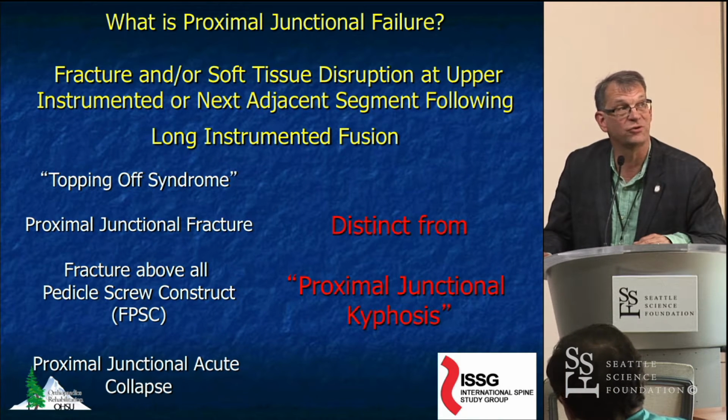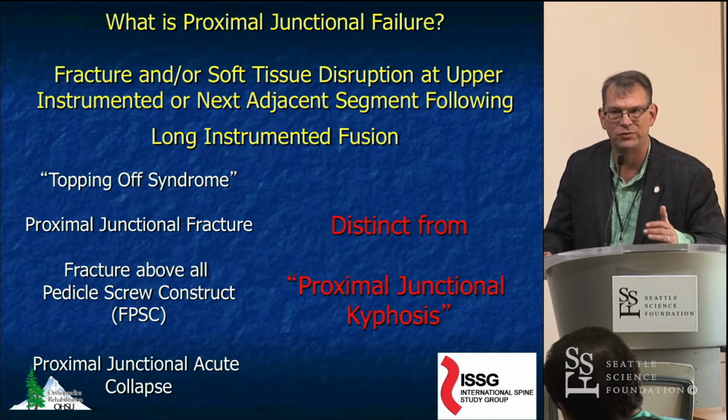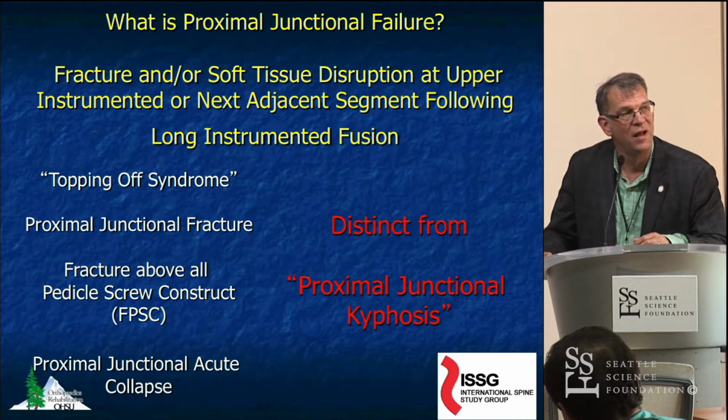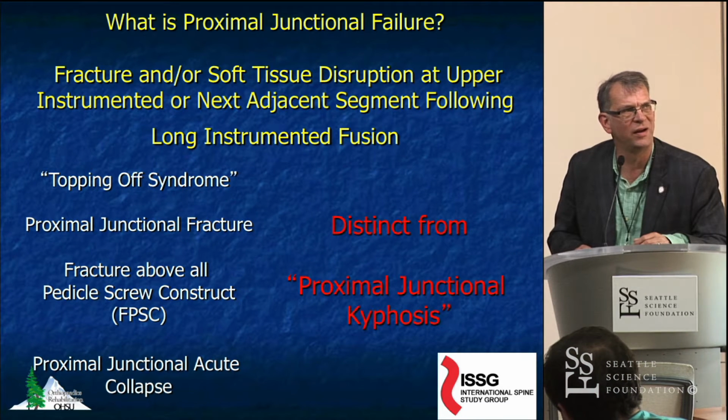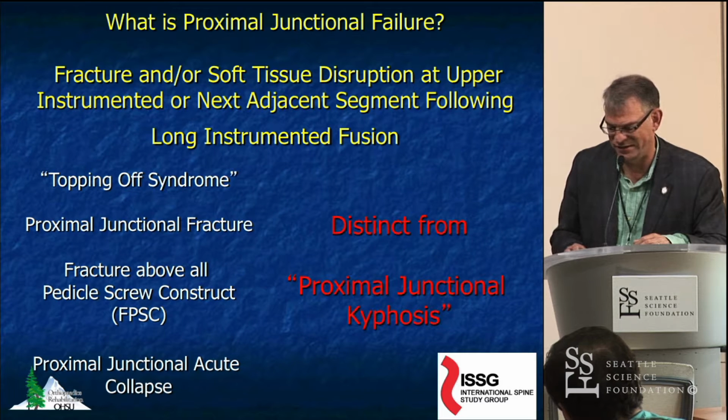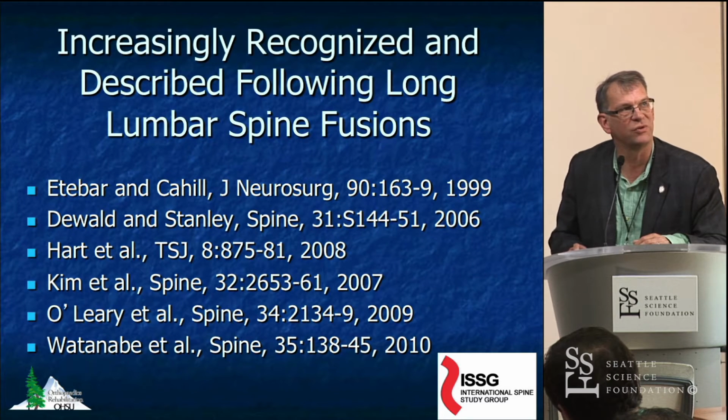Proximal junctional fracture and fractures above all pedicle screw constructs are in the literature. Both of those were out of WashU. And really, proximal junctional fracture, we think, doesn't completely describe the phenomenon because there are patients for whom this is mainly a soft tissue failure or a hardware failure. And proximal junctional acute collapse was a phrase that I used in a paper about 10 years ago, but I think proximal junctional failure is a more concise and hopefully complete description of the phenomenon.